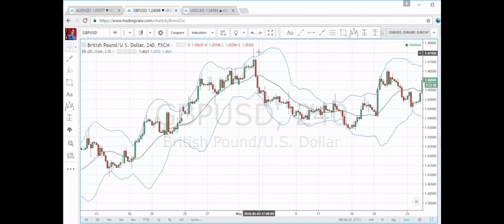We break beyond the outer Bollinger Band, we reverse, we close back inside the Bollinger Band. Here you can see we are still having a green candle, so it is not optimal and it's not the best signal to enter just here at the close of this candle.